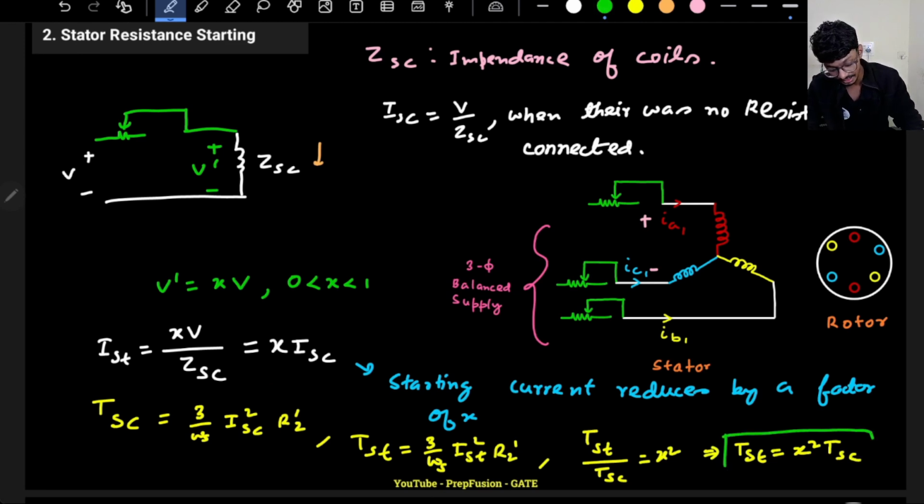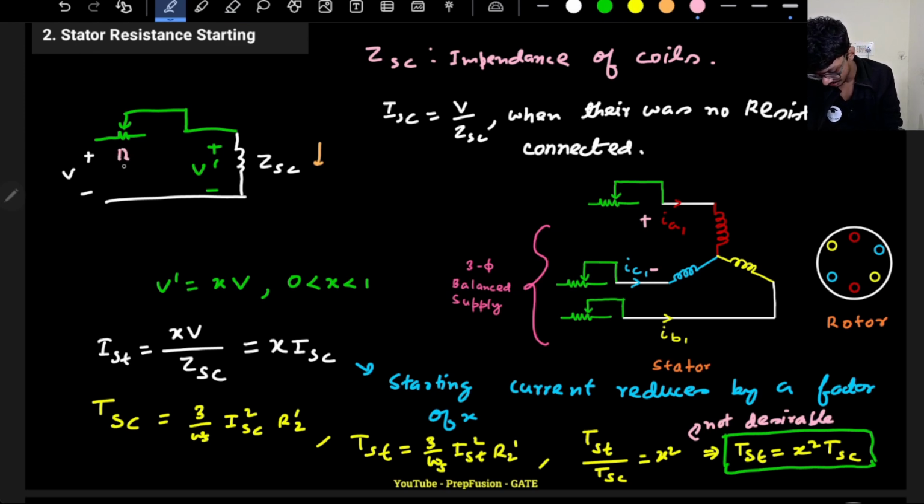Now tell me, is that desirable or not? This is absolutely not desirable, as I told you with the example. Also, whatever external resistance we are connecting, there is some loss in it due to the starting current. It is 3 I squared R because it is per phase, so it will be 3 times the starting current squared times the resistance. Slowly the current will reduce, but initially there will be huge external losses.